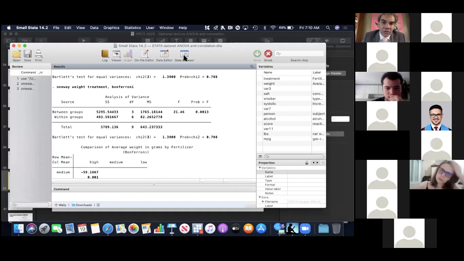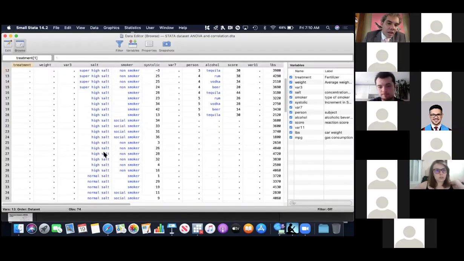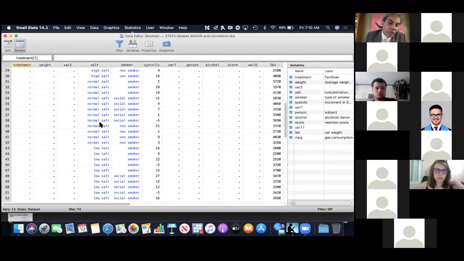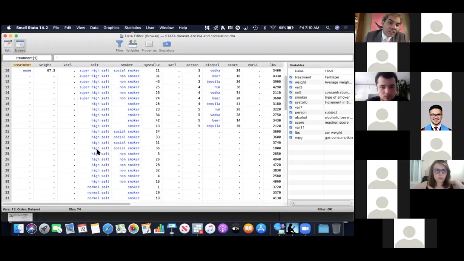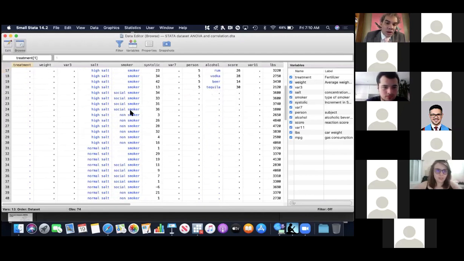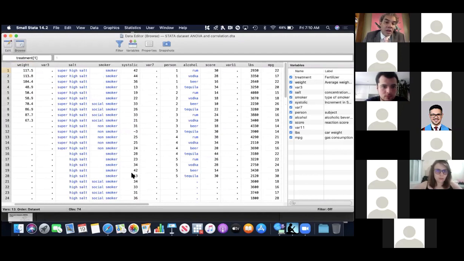If I go to my data browser, you'll see here salt. I have 4 groups: patients with low salt diet, patients with normal salt diet, patients with high salt diet, and patients in a super high salt diet. And my smokers are non-smoker, social smoker, or smoker, 3 groups. So this is a 2-way ANOVA for a factorial design, but a 4 times 3 factorial design. And these are my changes in systolic blood pressure. Super high salt diet, that's funny. Okay, let's see how that works.